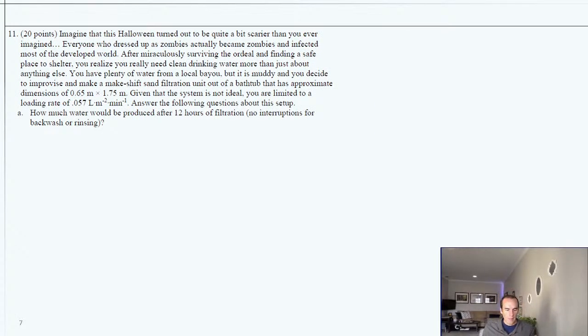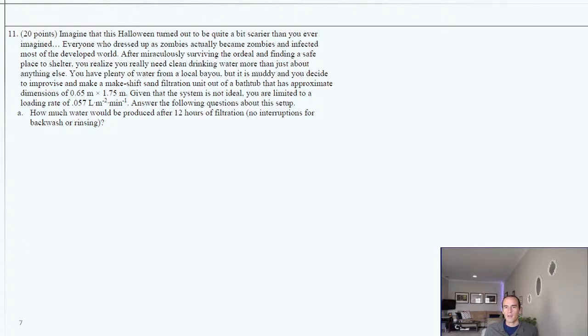All right, next up we have a Halloween special. So imagine that this Halloween turned out to be quite a bit scarier. Of course, I'm grading this a little late, so sorry about that, but quite a bit scarier than you ever imagined. Everyone who dressed up as zombies actually became zombies and infected most of the world. After miraculously surviving the ordeal and finding a safe shelter, you realize you need clean drinking water, of course, of all things. Not what you see in the movies, right? More than just about anything else.